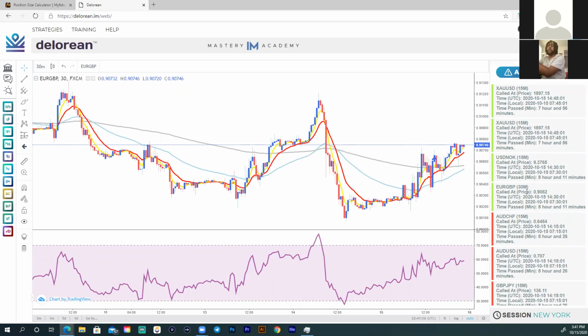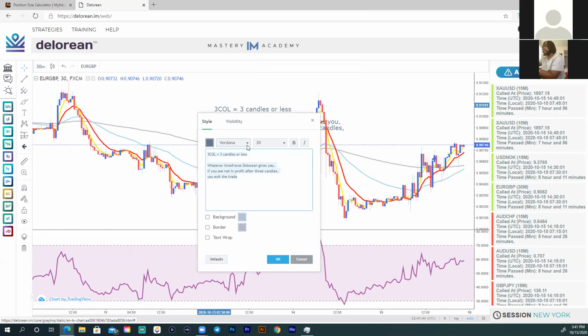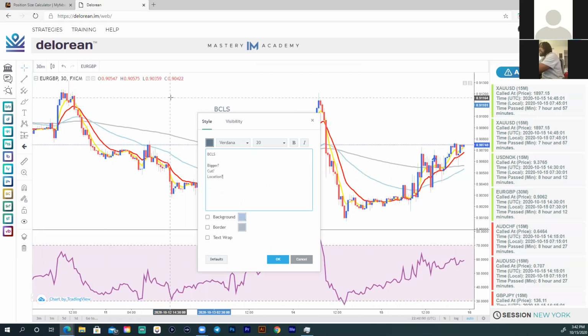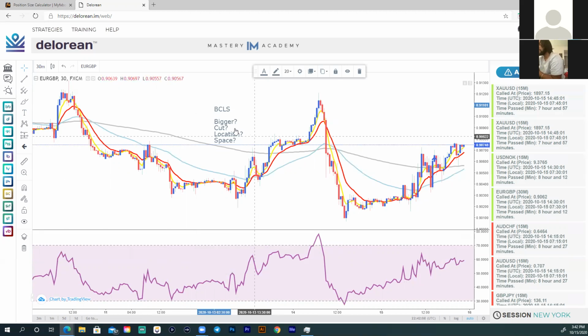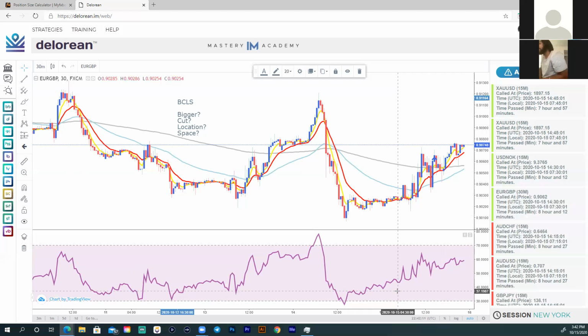Don't just take the trade based upon this. There's a 4-step process that you need to understand. All right. And what it's called is BCLS. All right. These are 4 questions that you need to answer before you get into any trade. Bigger, cut, location, space. Bigger, cut, location, space. All right. Those are 4 questions that you need to answer before you get into the trade.